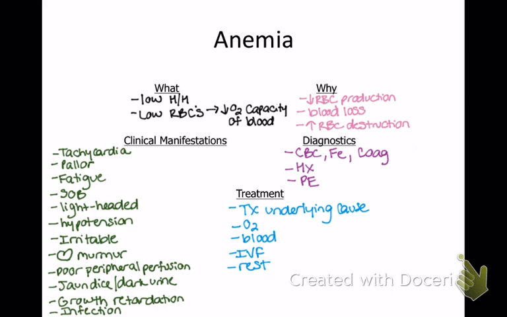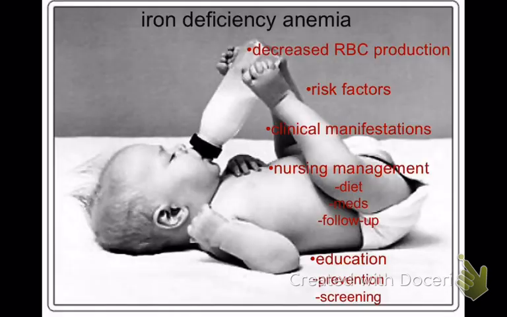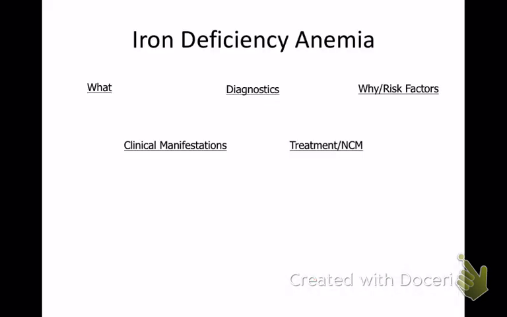So this is anemia in general. We're going to look at a couple specific ones, including iron deficiency anemia. This is a decrease in the red blood cell production, and it's normally caused because there's no iron in the diet. So RBCs aren't being produced because there's a lack of iron. How do we diagnose it? Yay! CBC.